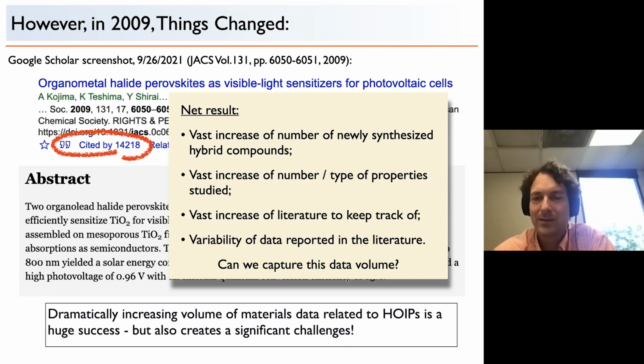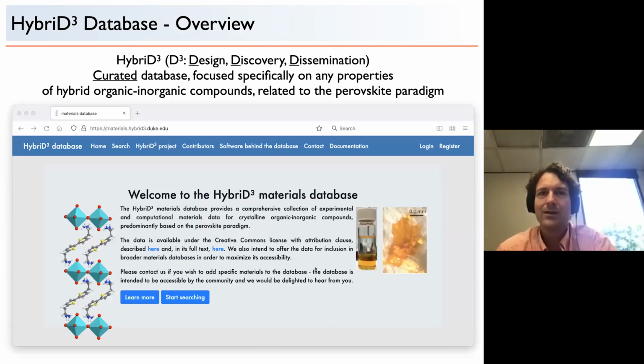And so the question is, can we capture this data volume? And that's what we set out to do a few years ago. So this is the short introduction of what this database is about.